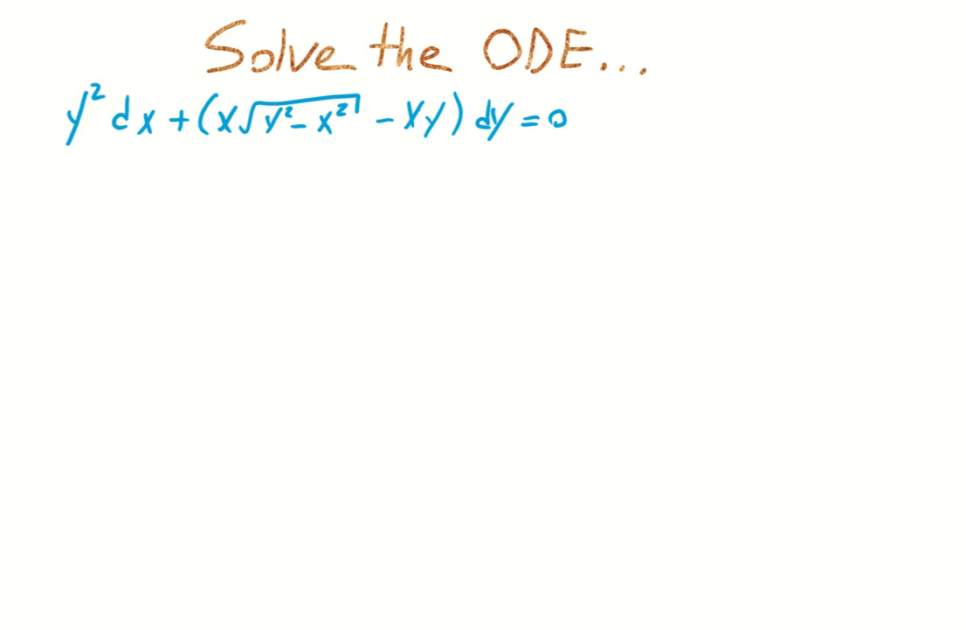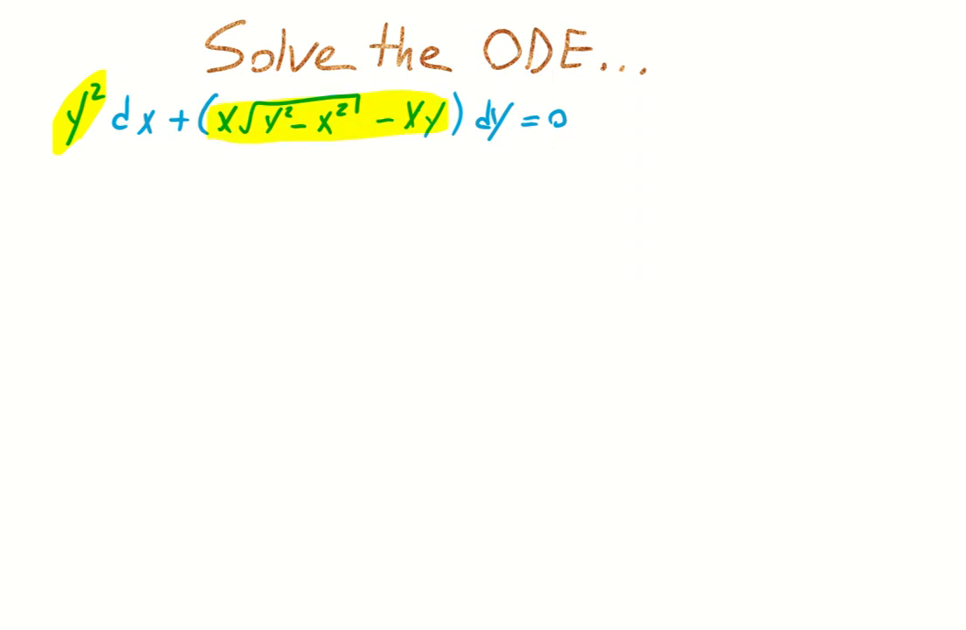Solve the ODE. We're given an equation that might be homogeneous of degree 2. This expression y squared, if we treat this as the function M of x, y, we plug in tx, ty, we would just get t squared times y squared. In other words, we would have t squared times our original function, M of x, y.